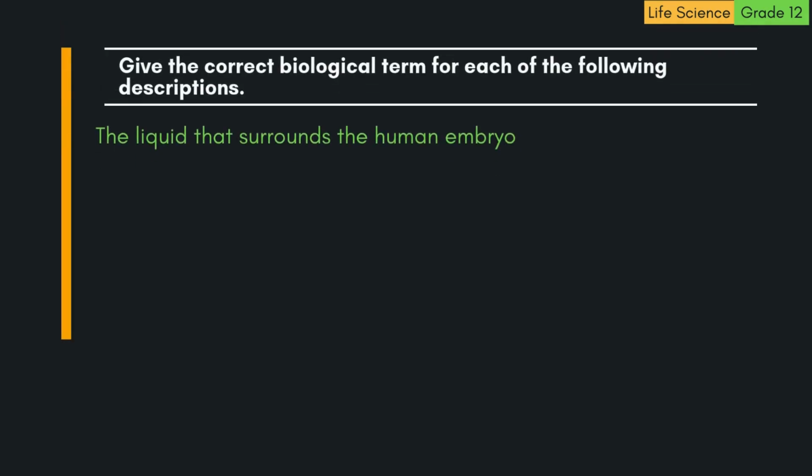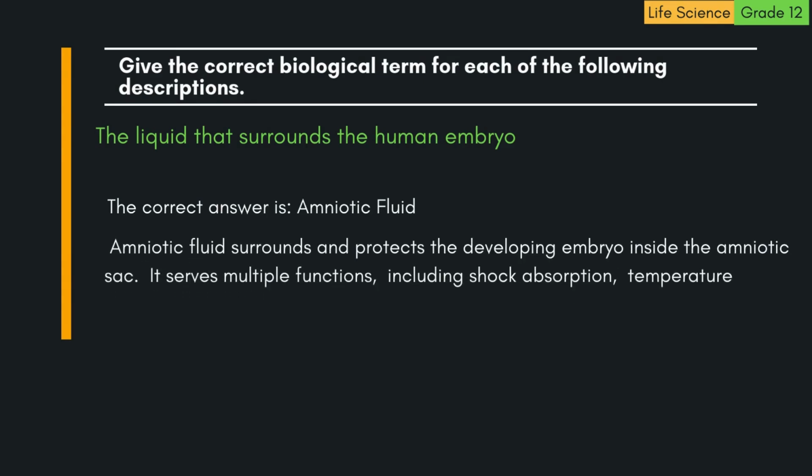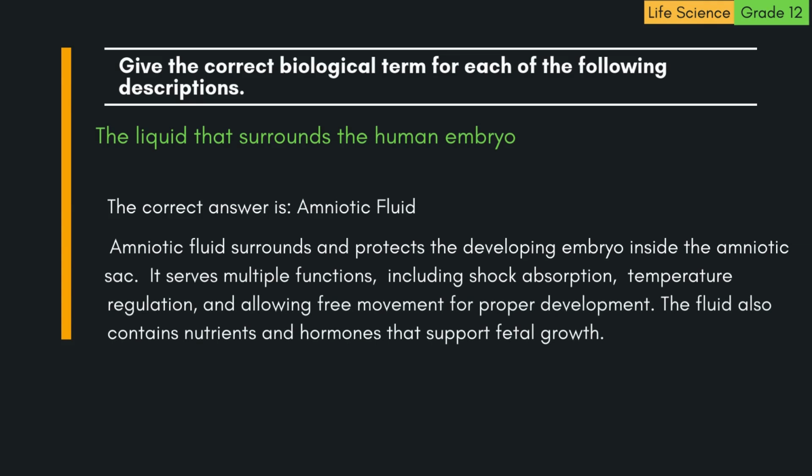The liquid that surrounds the human embryo. The correct answer is amniotic fluid. Amniotic fluid surrounds and protects the developing embryo inside the amniotic sac. It serves multiple functions, including shock absorption, temperature regulation, and allowing free movement for proper development. The fluid also contains nutrients and hormones that support fetal growth.